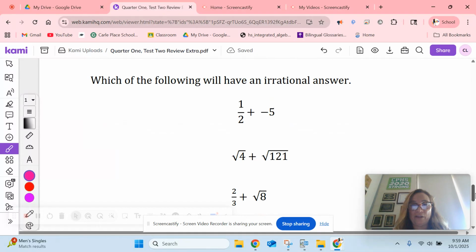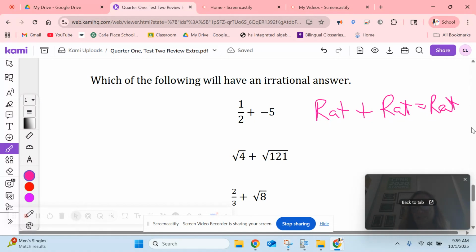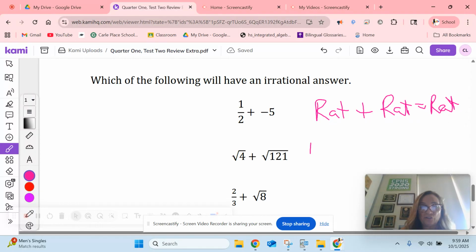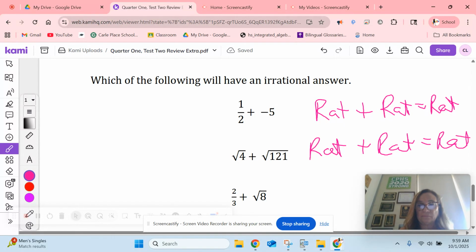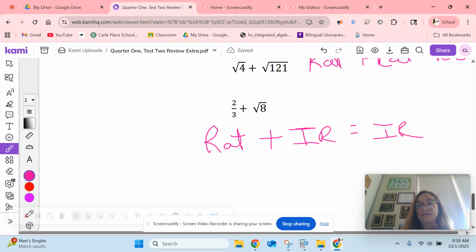Oh, which of the following will have an irrational answer? Okay, 1/2 is rational. -5 is rational. It's an integer. So that's going to be rational because the set of rational numbers is closed except for dividing by 0. Okay, this is rational. This is rational. So again, the answer is going to be rational. Here we go. 2/3 is rational, but the square root of 8 is not. So that's going to be irrational. And that's because rational plus irrational is always irrational.